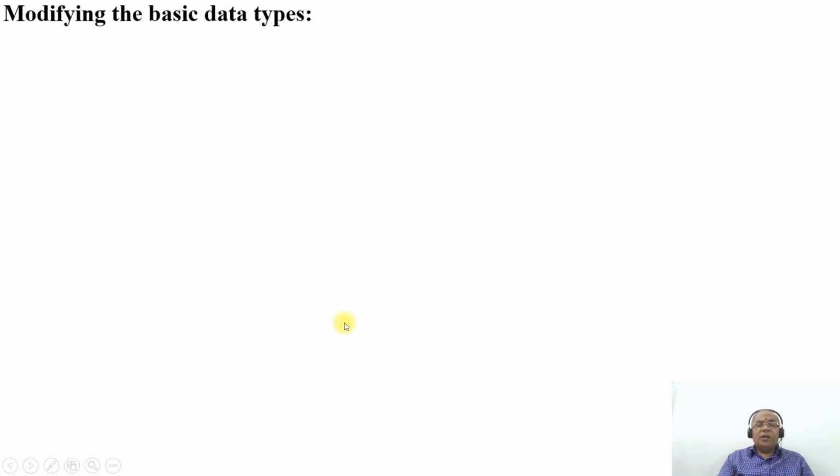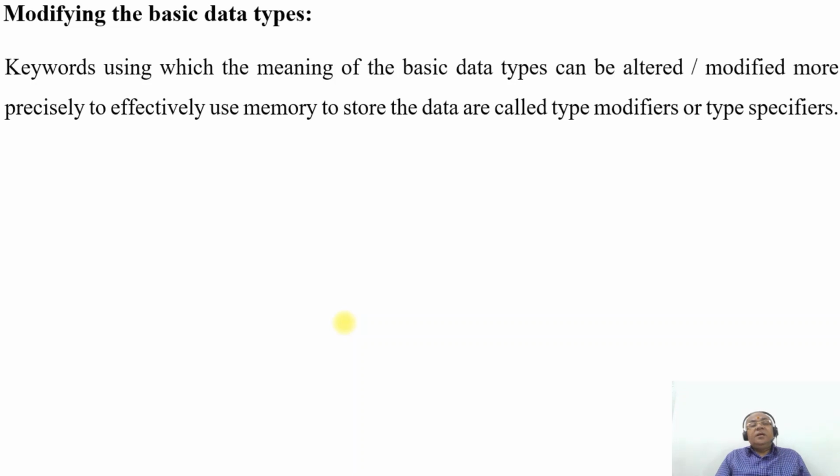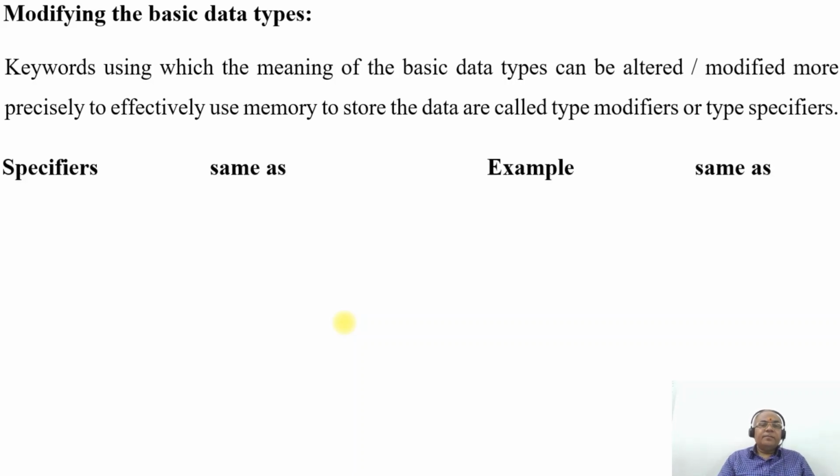Now, modifying the basic data types. How do we modify the basic data types? Keywords using which the meaning of the basic data types can be altered or modified more precisely, to effectively use the memory to store the data, are called type modifiers or type specifiers. So what are the specifiers?